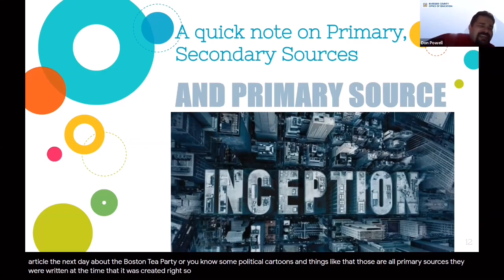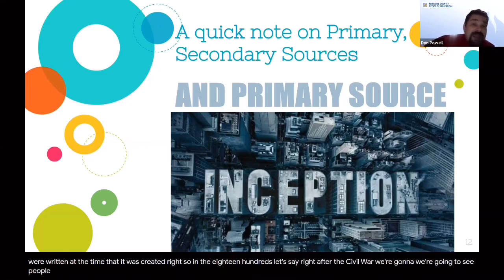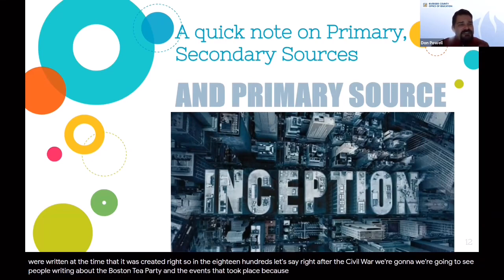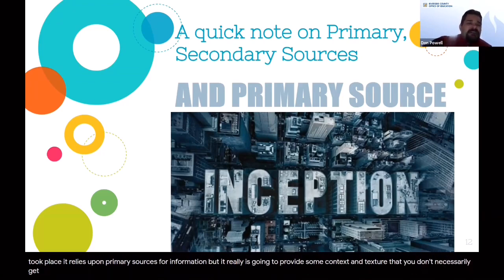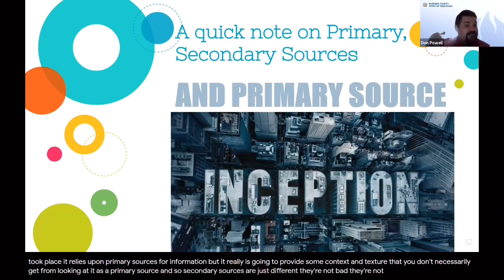So in the 1800s, let's say right after the Civil War, we're going to see people writing about the Boston Tea Party and the events that took place. That would be considered a secondary source because it is written after the fact, way after the event took place. It relies upon primary sources for information, but it provides some context and texture that you don't necessarily get from a primary source. Secondary sources are just different. They're not bad, they're not worse, they're just different.